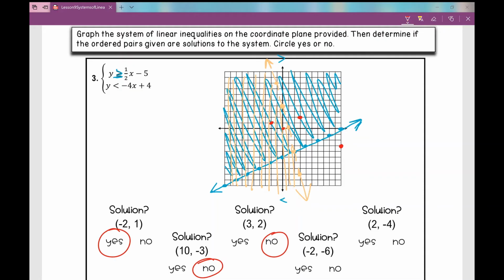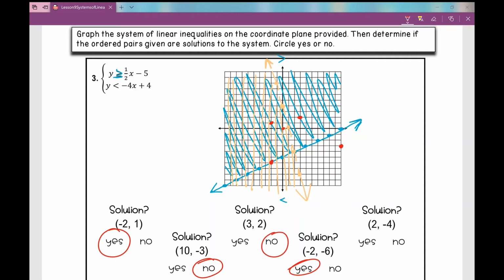What about negative 2, negative 6? 4, 5, 6. That's right here. So it's in the shaded region for this peach color right here. And then that light blue linear inequality is on the solid line. So it's a part of that linear inequality. It is a solution for that linear inequality. So does it satisfy both linear inequalities? It does. It's on a solid line. Let's look at 2, -4.